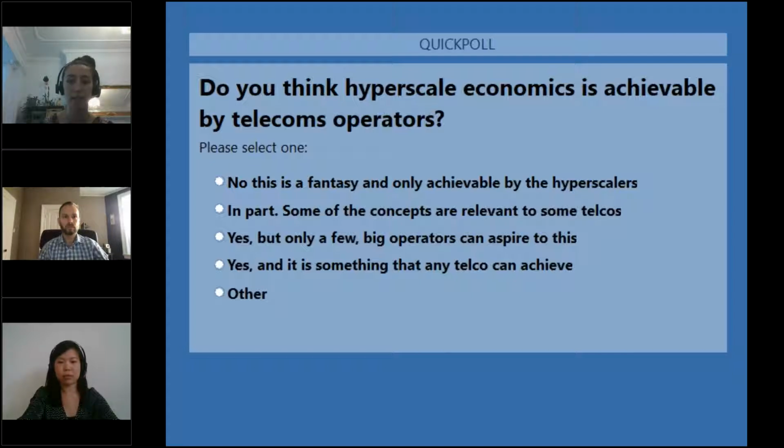The second option is saying, yeah, sure, there are parts of this that are relevant, maybe to particular parts of the business, like agile practices within IT, but it's not fully an achievable concept. The third one is, yeah, we can do this, but only the bigger operators, realistically. For me as a smaller operator, it's not going to work. And then finally, the most optimistic one is, yes, we can do this, and this is something that any telco can achieve.